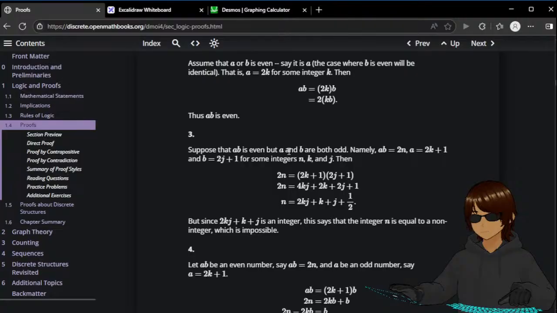Suppose that AB is even, but A and B are both odd. Namely, AB is 2n, A is 2k plus 1, and B is 2j plus 1 for some integers n, k, j. Then you have this. Since 2kj plus k plus j is an integer, this says that the integer n is equal to a non-integer, which is impossible.